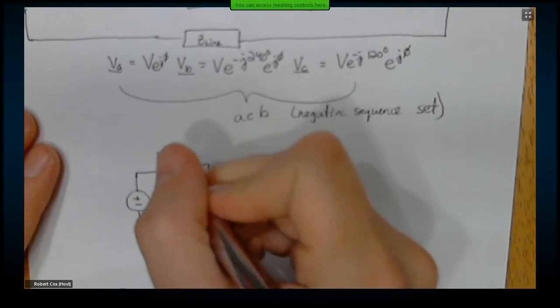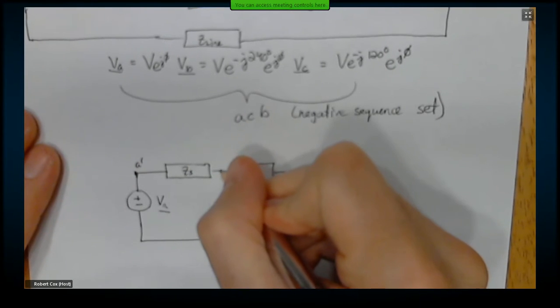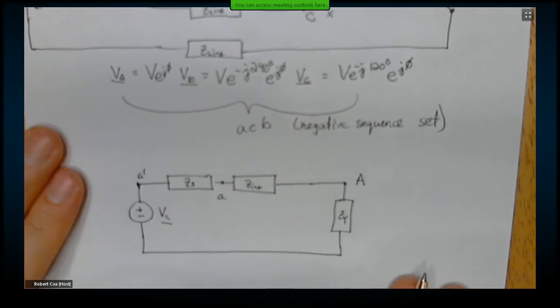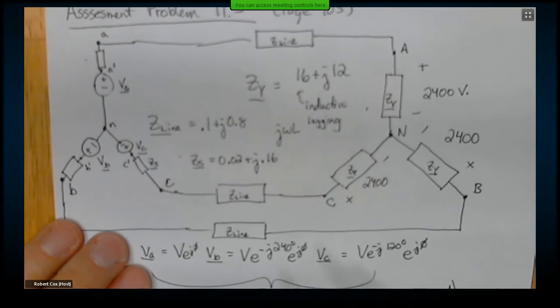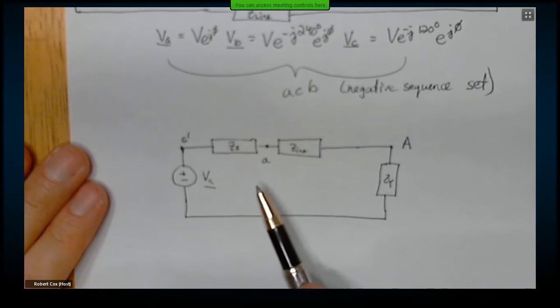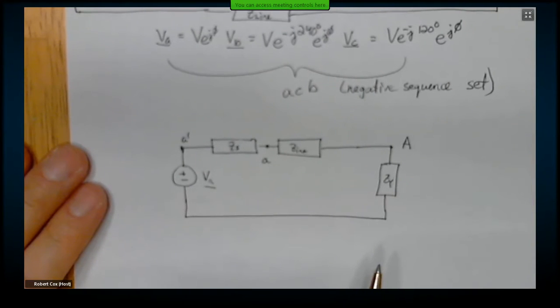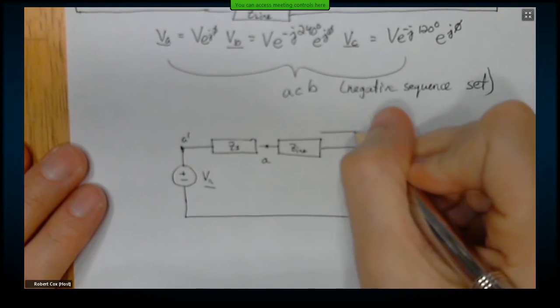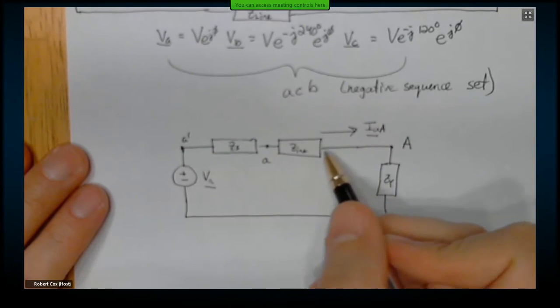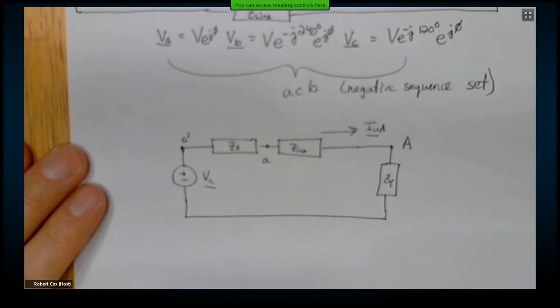So let's label the points. This was A prime. This was A. This was capital A. So here again, A prime, A, capital A. We're told to calculate the line currents, I little a, big A. Basically, the line current is the current going through this line impedance.